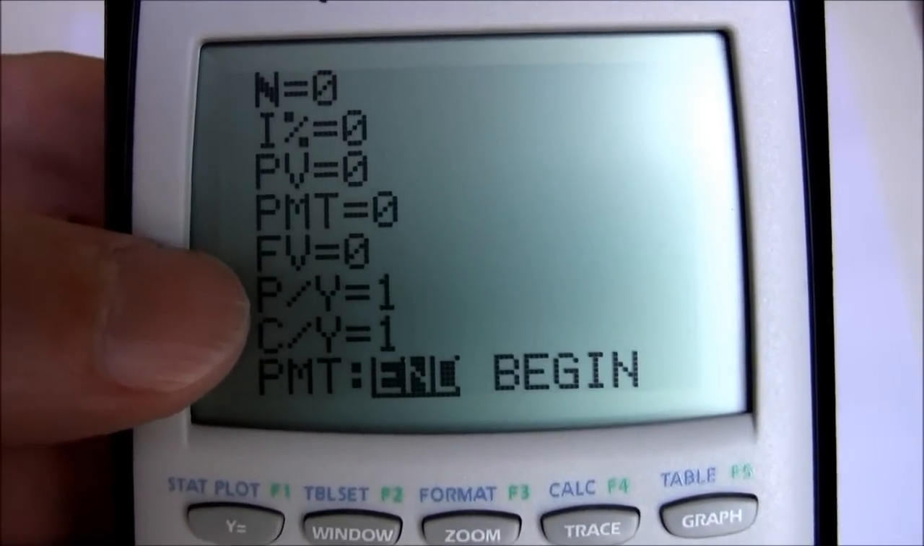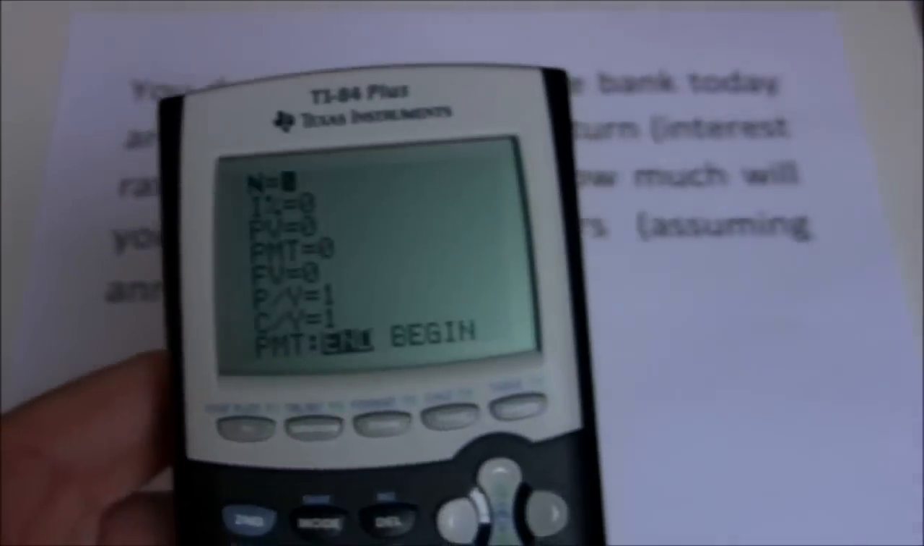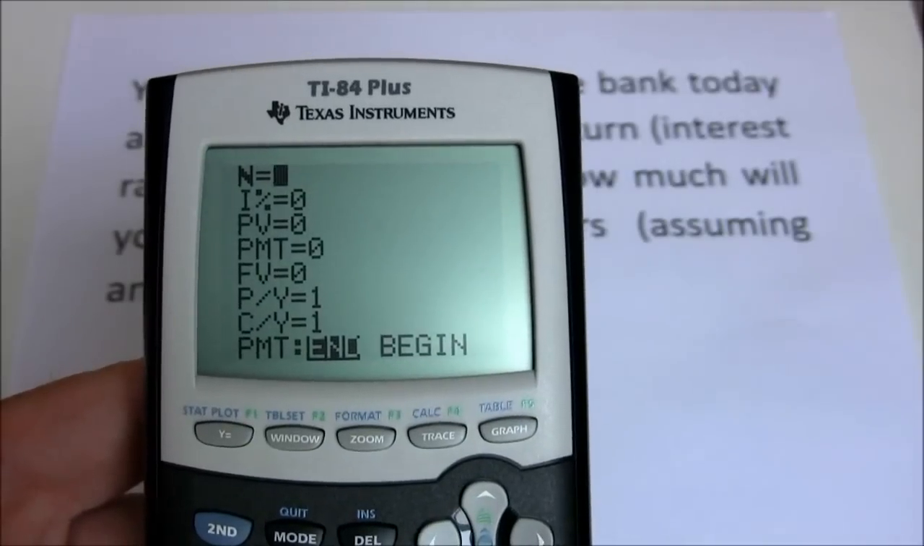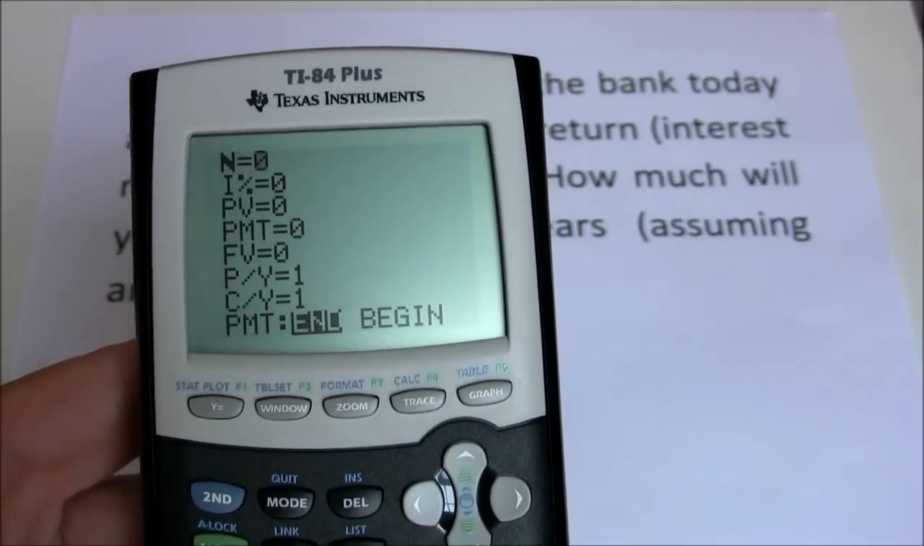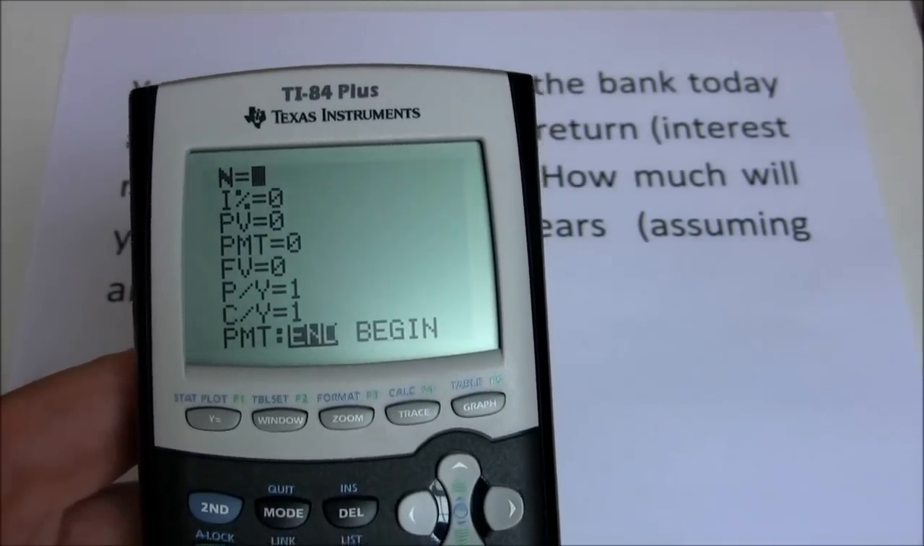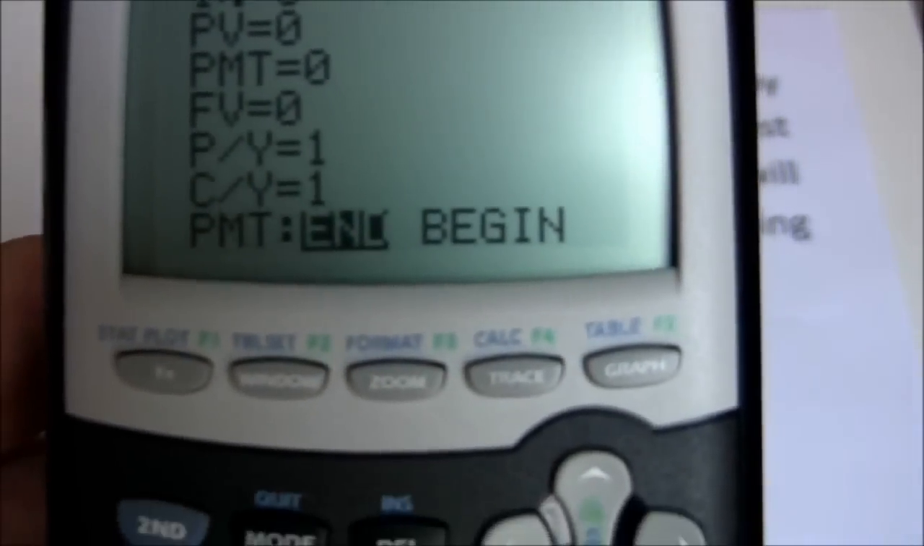And then we've got this P/Y and C/Y. That's our periods per year and compounding periods per year button. Now notice here they're both set to a default of 1. That's set for annual. And as you change one of those, they'll both change. So let's say I want monthly. I want to change that periods per year to 12.